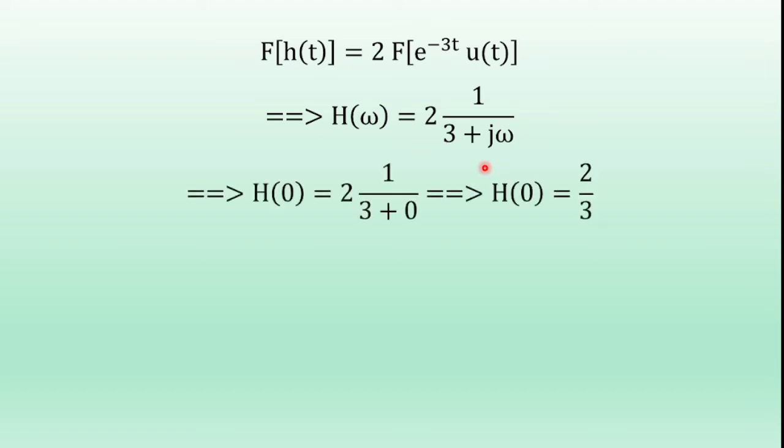So we know that the mean value of the output response, expectation of y of t, is equal to H of 0 into expectation of x of t. So first calculate the H of 0 value. Substituting omega equal to 0, we get the zero frequency response of the system, that is H of 0 is equal to 2 by 3.